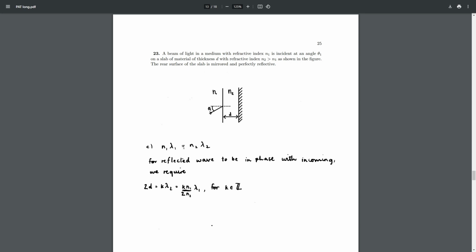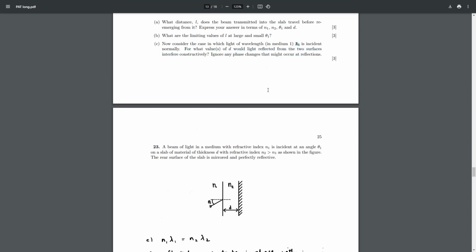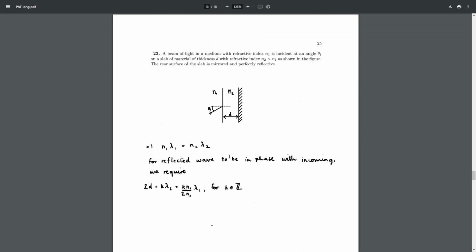And we know that n1 λ1 is n2 λ2, because n1 λ1 is the wavelength in a vacuum, and n2 λ2 is also the wavelength in a vacuum. And that means the relationship we require is 2d is kλ2, so d is k over 2 λ2, and that is the same as k over 2 times n1 over n2 times λ1. You could probably express it in terms of λ2, but I interpret the question as asking for it in terms of n1, n2 and λ1.